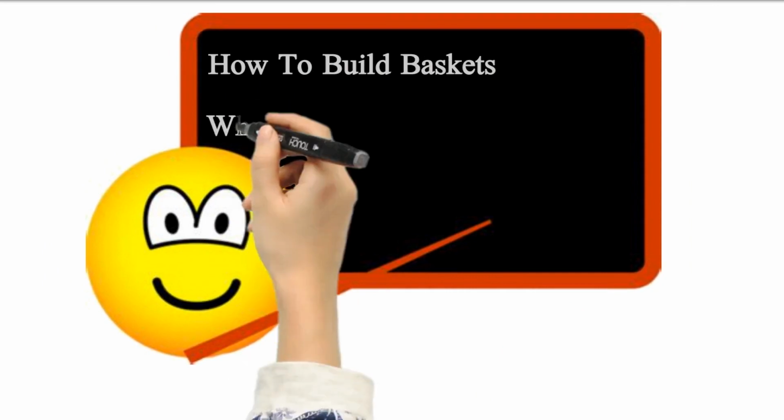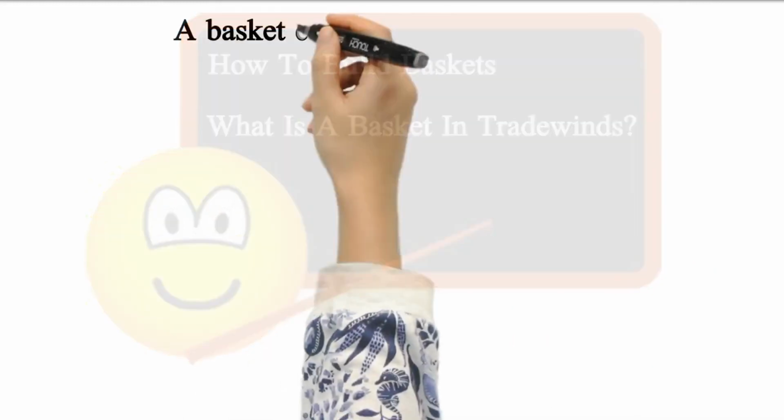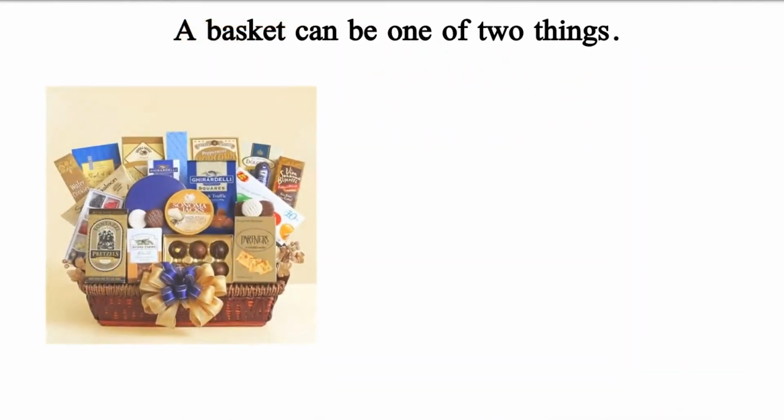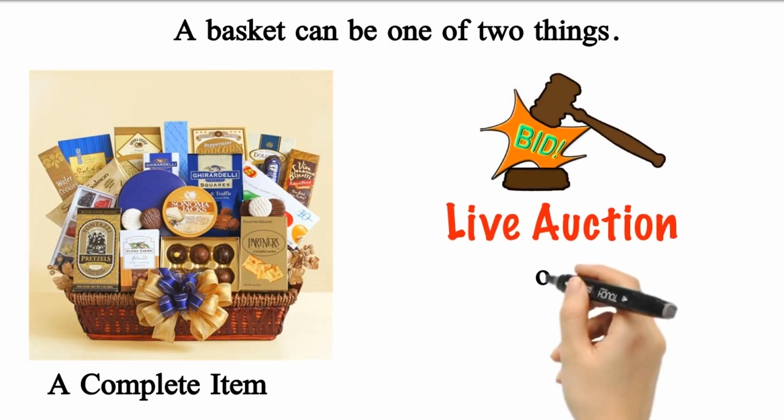Before we get started, let's get an understanding of what a basket is in Tradewinds. A basket can be one of two things. First, a basket can be something a benefactor has contributed as a whole item, such as a basket of candy from your favorite candy factory. In Tradewinds, we will consider this a single contributed item that can be sold as a whole at your live or silent auction.